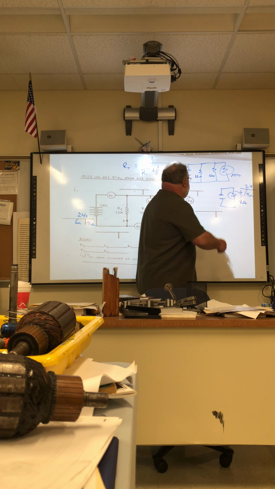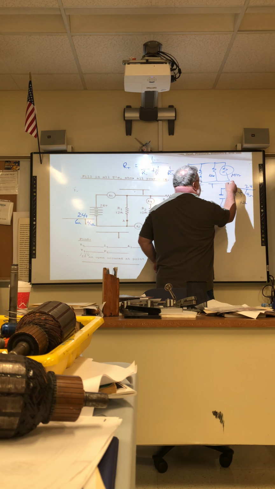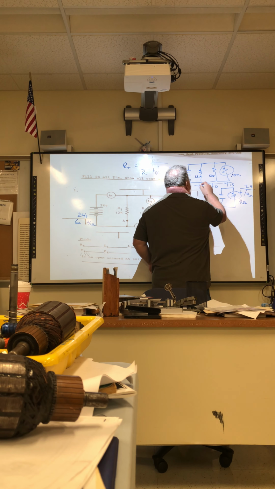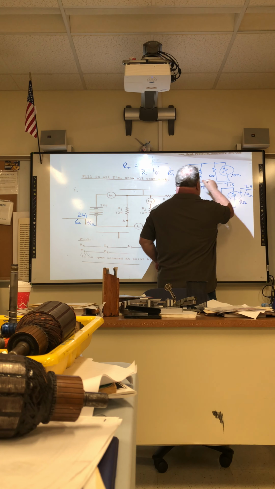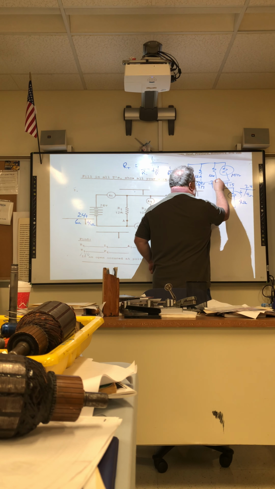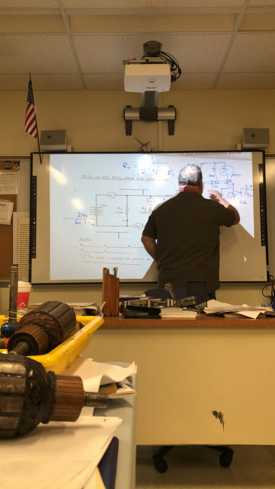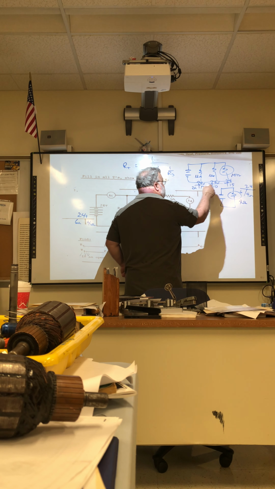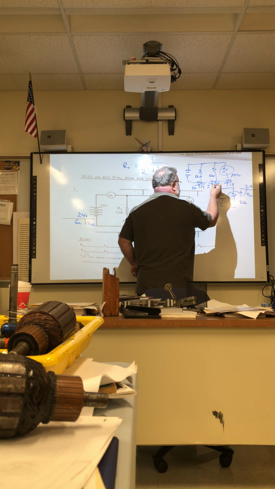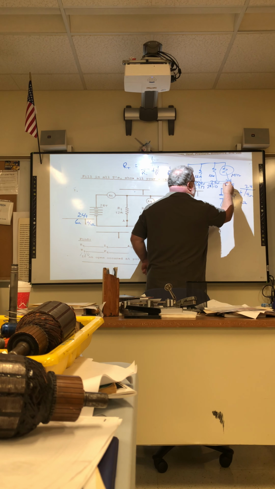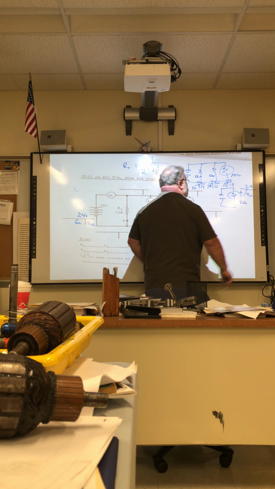But this, so now I'm going to set up a T here, and a T here, and a T here. I got 15, 10, 12. The voltage here, 24 volts. 24 volts, 24 volts. 24 divided by 12, 2 amps there. 24 divided by 10, 2.4 amps there. 24 divided by 15, 1.6 amps there.